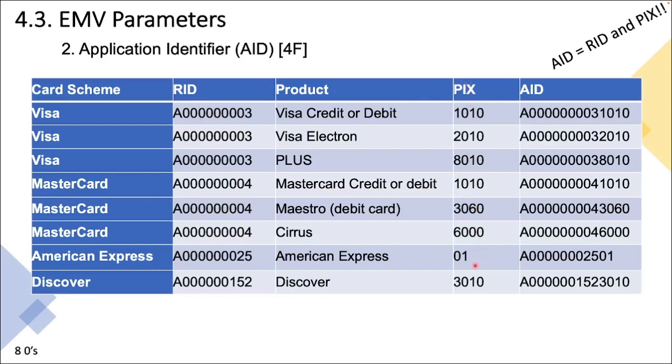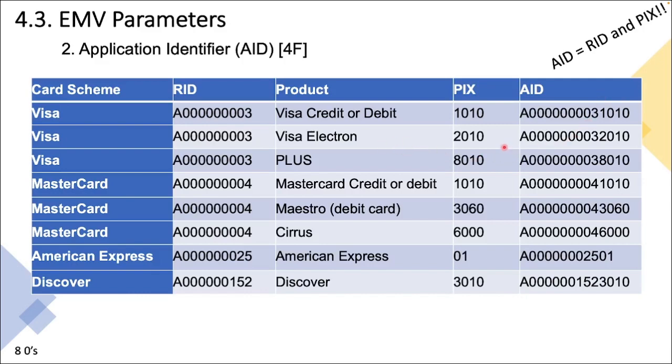Let's talk about PIX. Remember we said root identifies the scheme, PIX identifies the product type. So if you look at the PIX, I've got 1010. So let's look at this line. This refers to a Visa credit or debit. So what we're saying is that if you see an AID of A8031010, we are referring to a Visa credit or a Visa debit application. Okay, so when you talk of AIDs, this is the structure of your AIDs. This is the template or format which you will work with when it comes to AIDs, right?